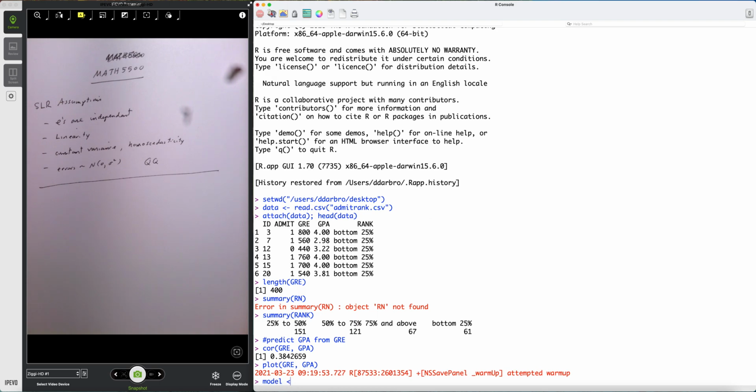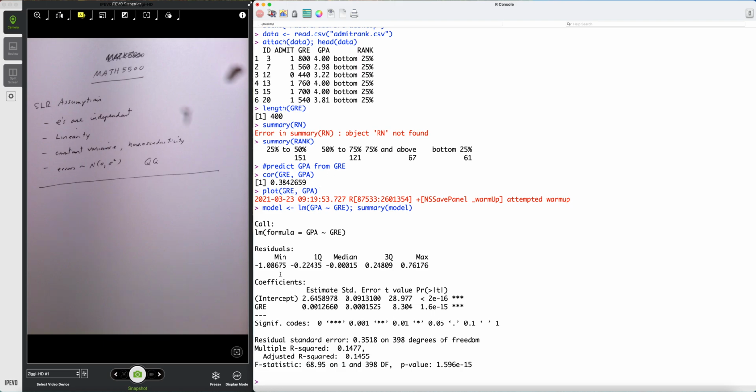Next thing I want to do is I want to create my model. So I'm going to predict GPA from GRE. And what I want to do first of all is I want to look at my predictor, right? Well, my predictor, GRE, is statistically significant at the .001 level. The test statistic is 8.3, extremely small standard error. And since we're looking at one predictor, we would talk about R squared using the multiple R squared. So we could say that 14.8% of the variance in GPA is explained by the regression on GRE.